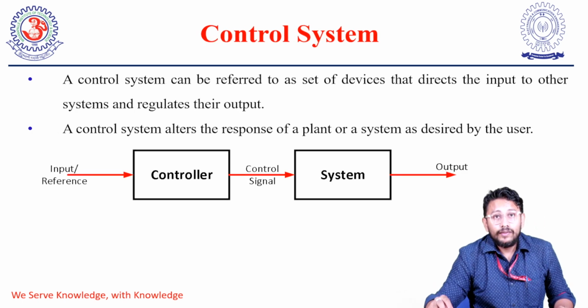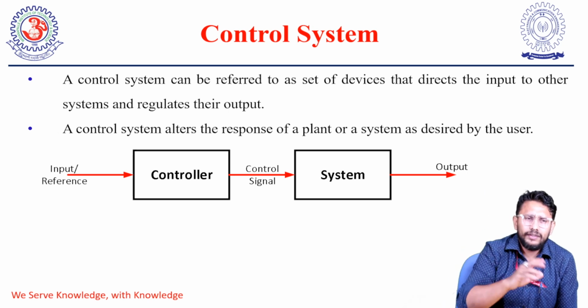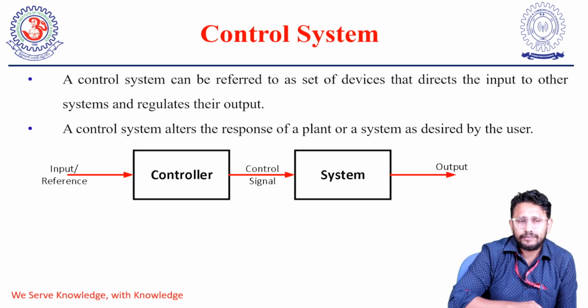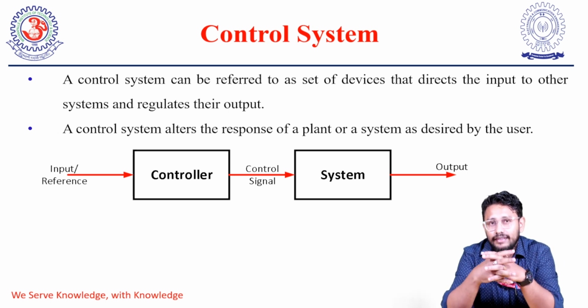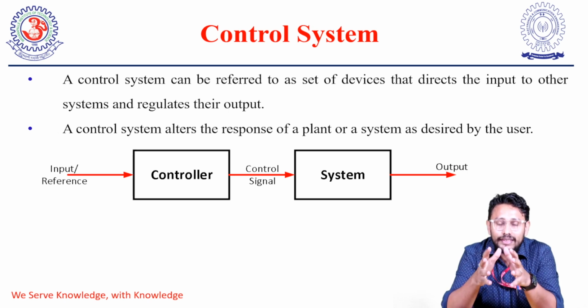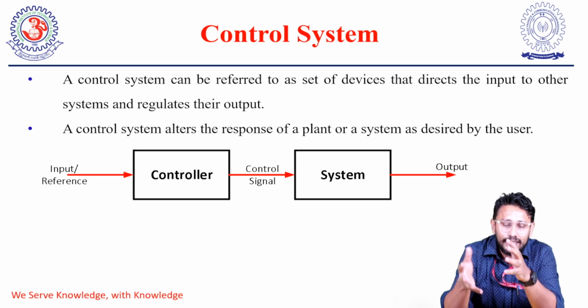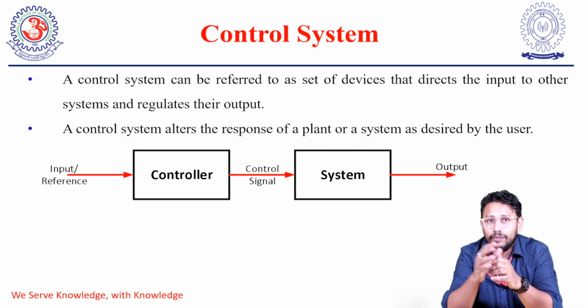Now, with this basic understanding, we can come down to a brief understanding of control system. Now, a control system can be called a set of devices or units or abstract ideas or biological processes which directs the input to other systems and regulates its output.